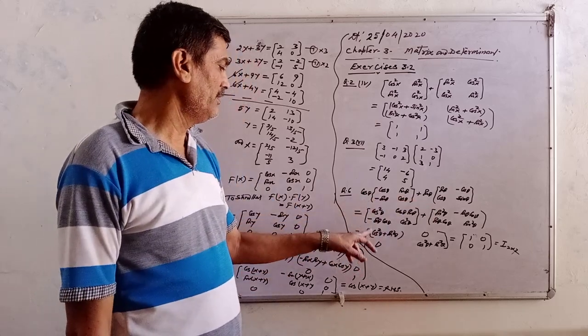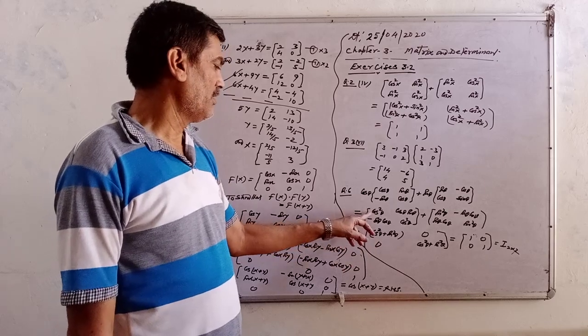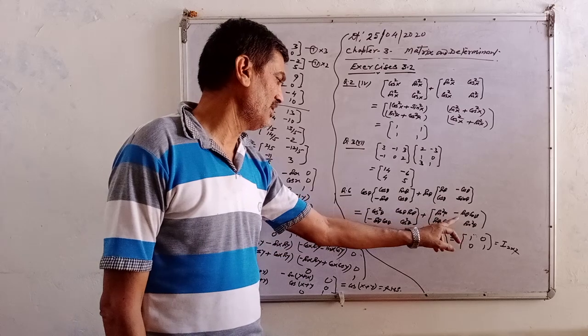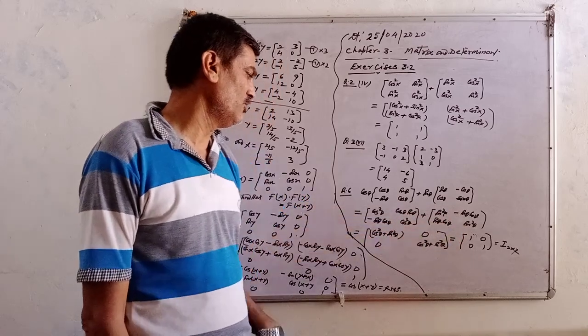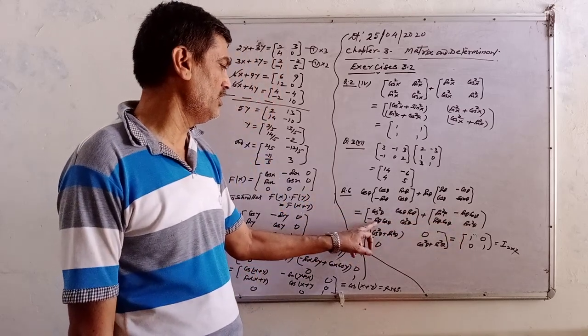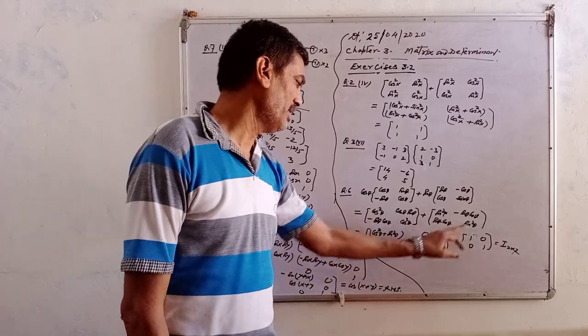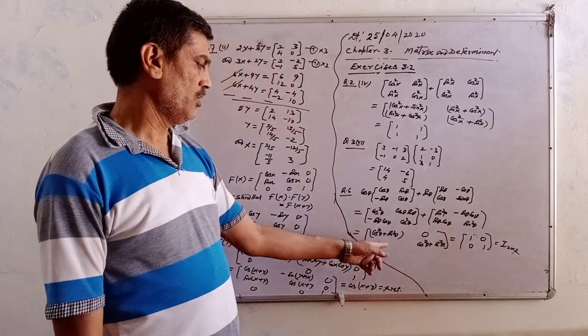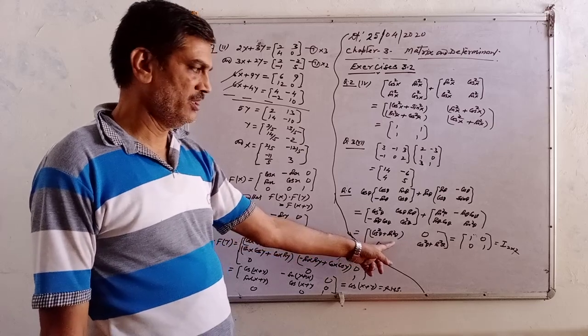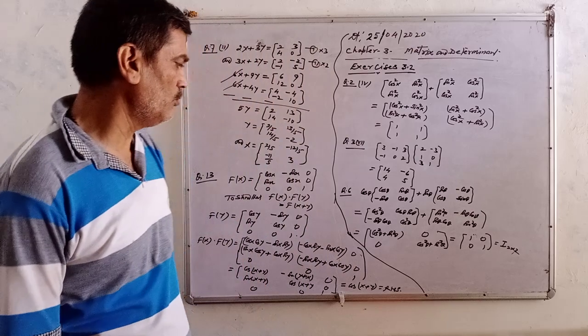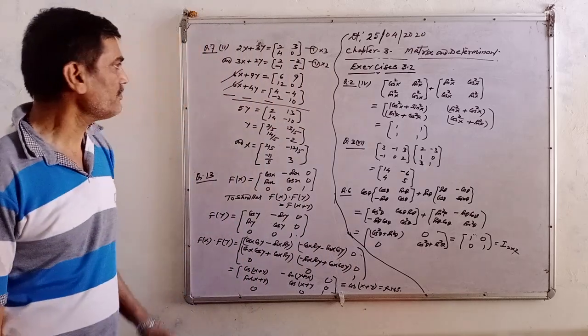So after adding, you get cos square plus sin square here, cos theta minus sin theta. After adding, you will get 0 result, and here also this plus this you will get 0, and cos square plus sin square. So cos square theta plus sin square theta is 1. So this is the identity matrix of order 2, 2 into 2 order.